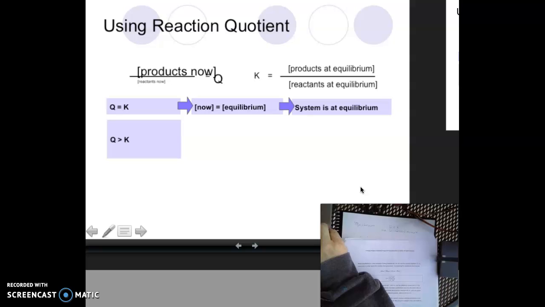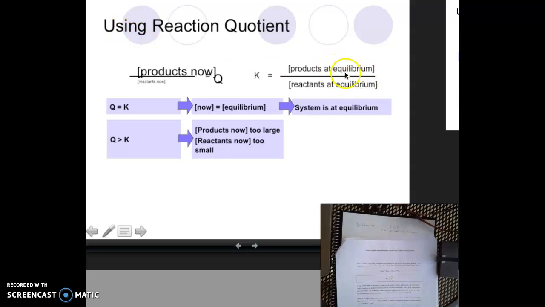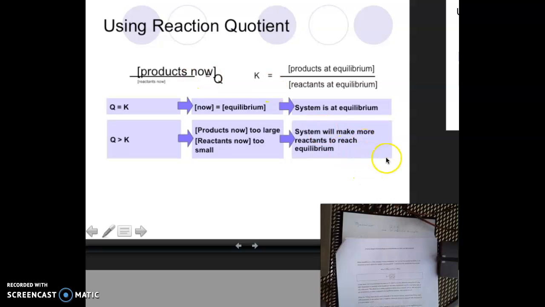If Q is greater than K, then your products are greater than they would be at equilibrium. It's like the reaction has gone too far to the right, and we have too many products and not enough reactants. Thinking about that ratio mathematically makes sense. Q is greater, so your numerator is too high, meaning you have too many products formed. That tells you the reaction is going to shift to the left. The system is going to make more reactants to reach equilibrium, which means the reaction is going to run in reverse.